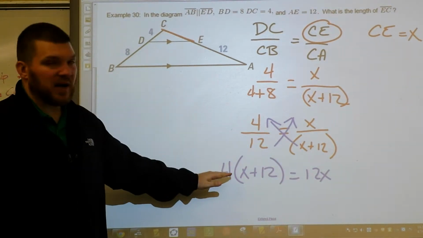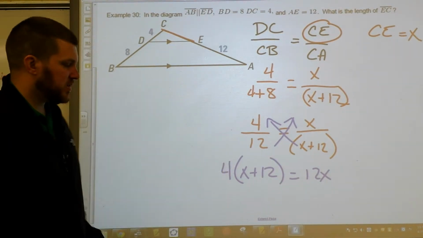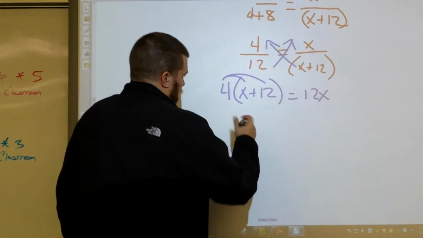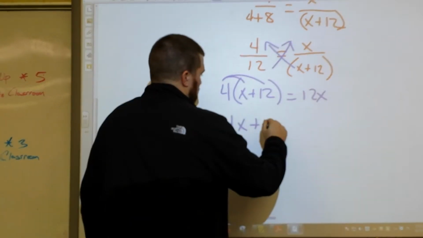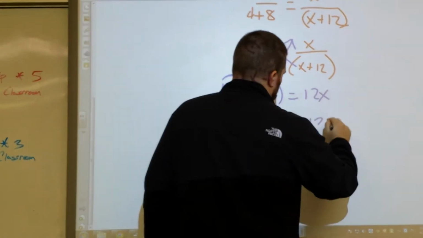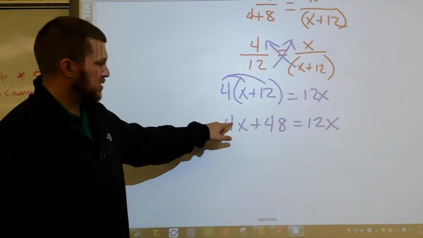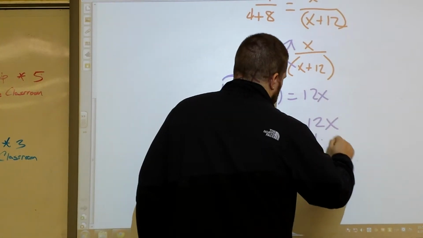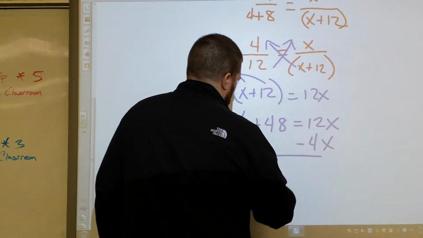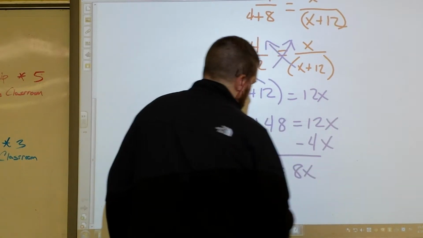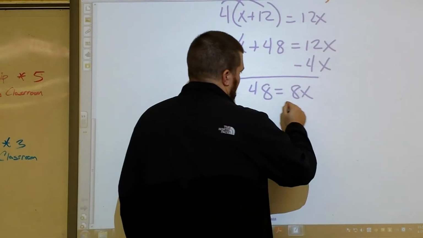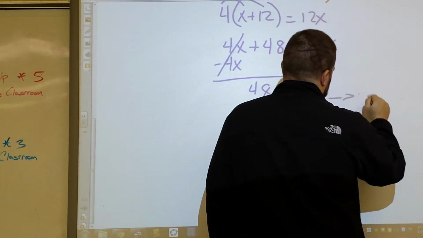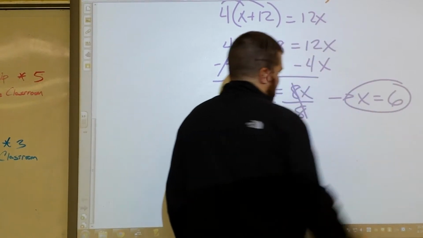You could either solve this by hand or you could graph it. I'm going to solve it by hand. All we have over here is the distributive property. So I have 4x plus 48 is equal to 12x. I want to get my x's all on the same side, so I'm going to start by subtracting 4x from each side. So I have 48 is equal to 8x. Now I'm going to divide by 8 on each side. 48 divided by 8 means that x equals 6.